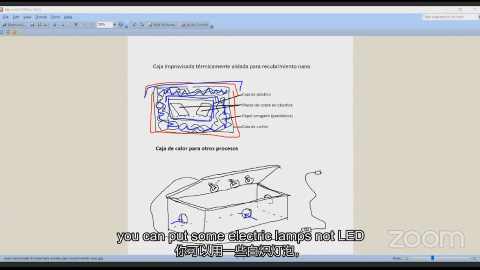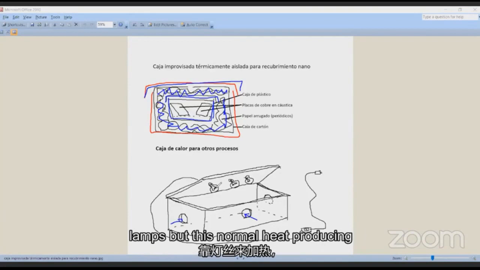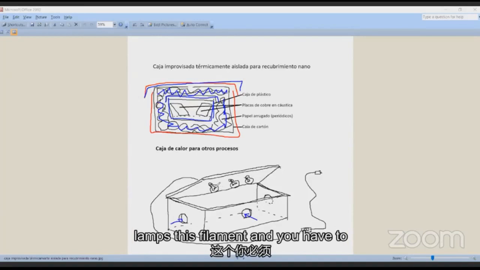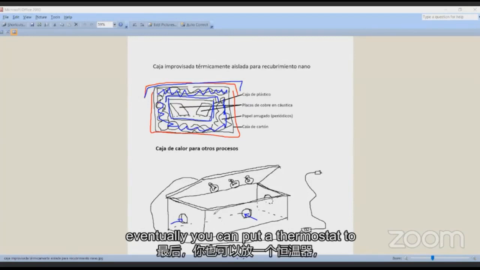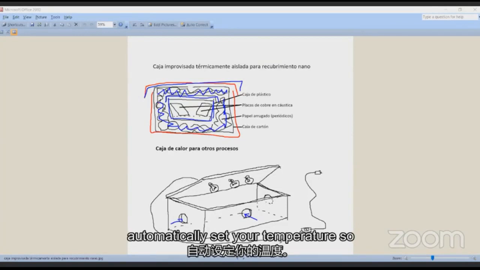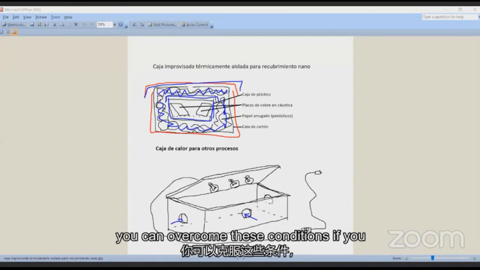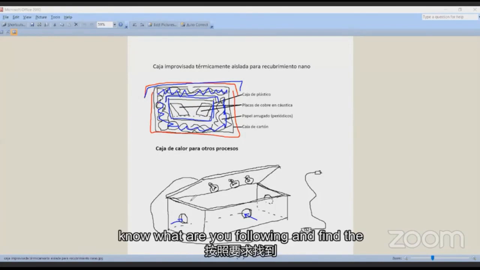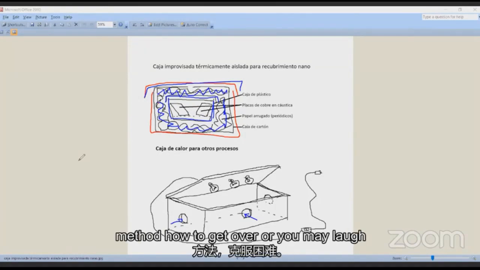Then you can put some electric lamps, not LED lamps, but this normal heat producing lamps with filament. And you have to check the temperature with a thermometer to not overheat it. Or eventually you can put a thermostat to automatically set your temperature. So you can overcome these conditions. If you know what you are following, you can find a method how to get over.